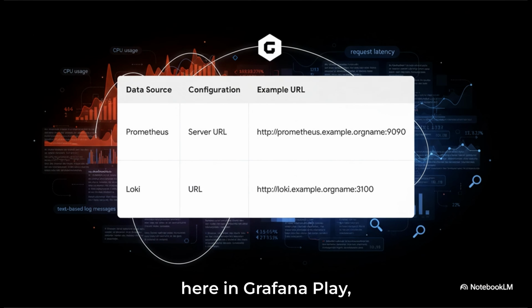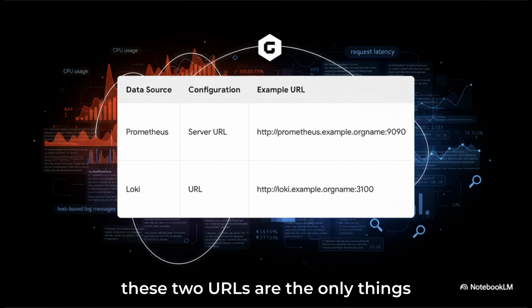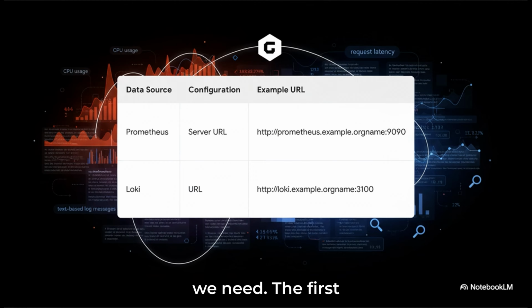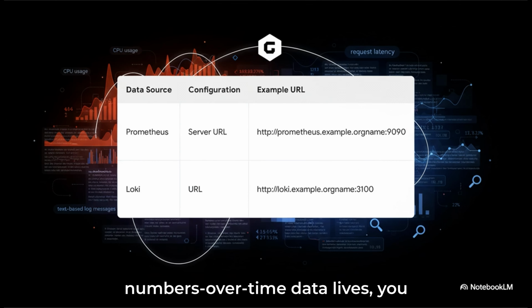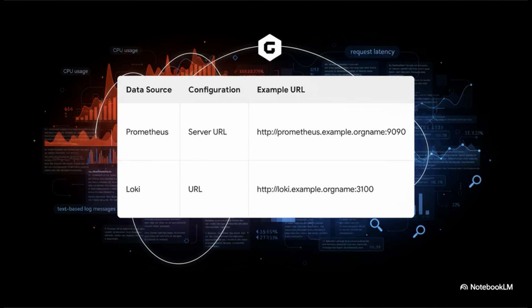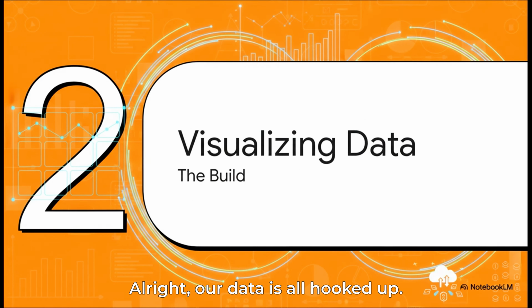And you want to know what's crazy? For our whole setup here in Grafana Play, these two URLs are the only things we need. The first one is for Prometheus. That's where all our numbers over time data lives, things like request latency. The second one is for Loki, and that's where all our text-based log messages are stored. All right, our data is all hooked up. Now for the really fun part, actually bringing that data to life.